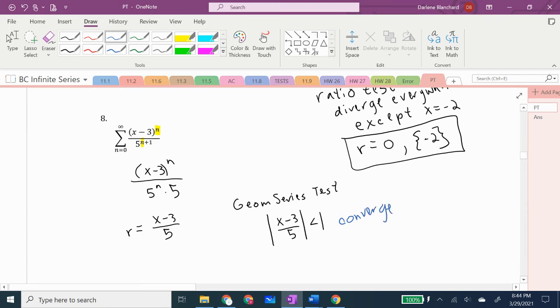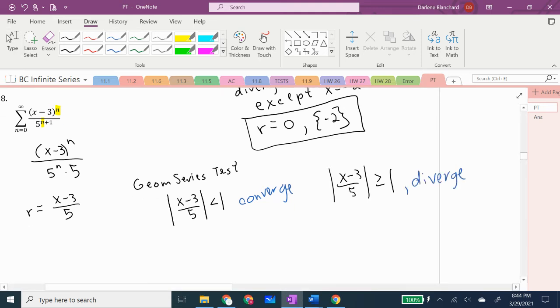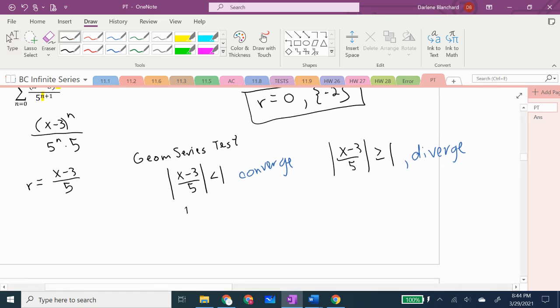I also know that I will get divergence if it's greater than or equal to 1. And that's the joy, is you don't have to test endpoints. So multiplying both sides by 5, I can see that my radius of convergence is 5.